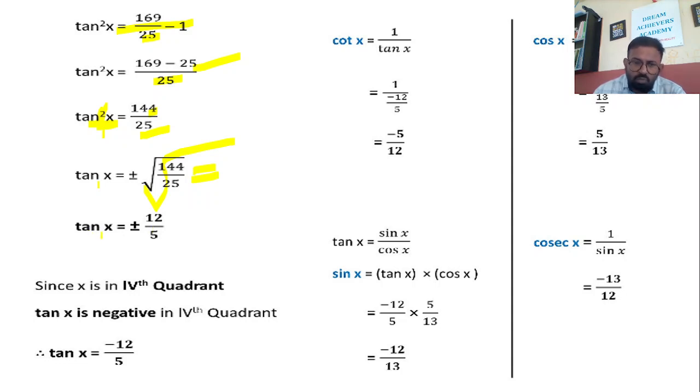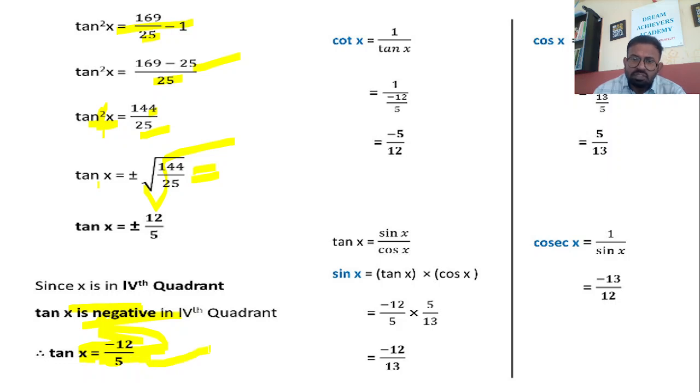Same way, no need to worry. The only thing is how we can use the identity. So here tan x equals plus or minus 12 by 5, because the square root of any number will become plus or minus. As it is in the fourth quadrant, tan x will be negative. That's why we need to take tan x as minus 12 by 5.